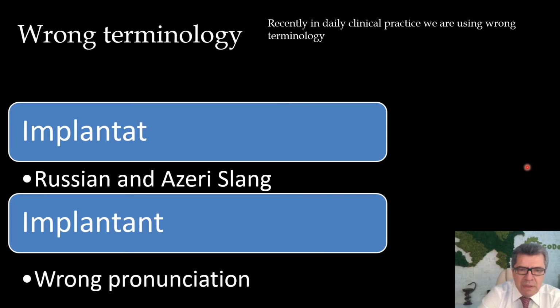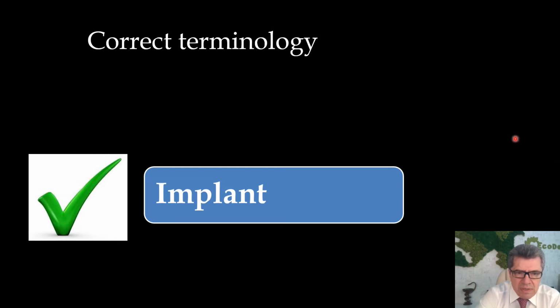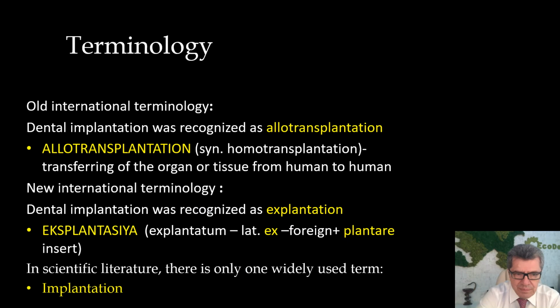Sometimes we find wrong terminology. If you know, implantat is Russian and Azeri slang, with the wrong pronunciation implantant. The correct English terminology would be implant.